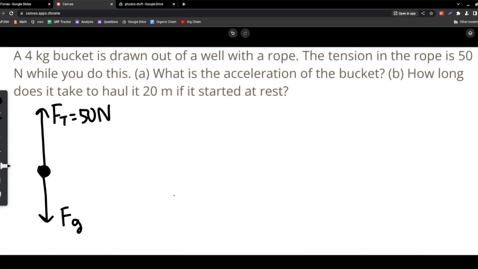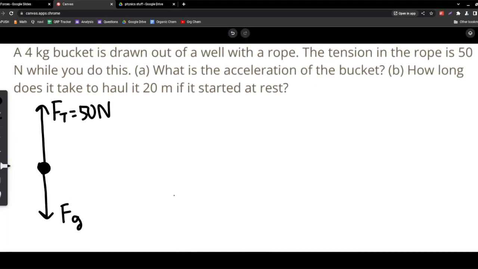Alright, so how do we approach this? Well, we're going to use Newton's second law. Remember, the net force, keyword net, is equal to mass of the system times acceleration of the system. And acceleration of the system is what we're looking for. And we already know mass. So how do we know what the net force is?